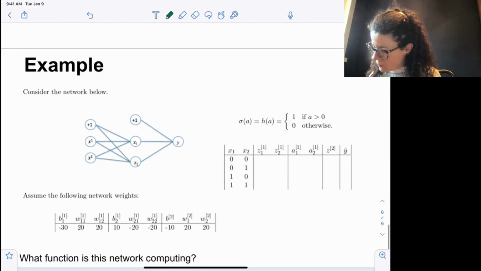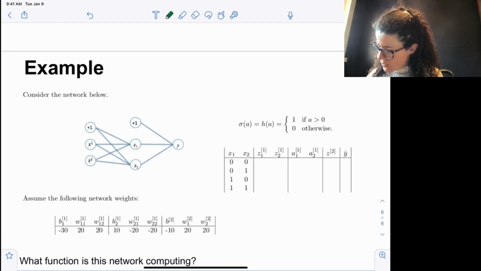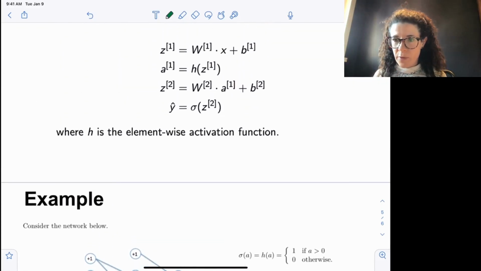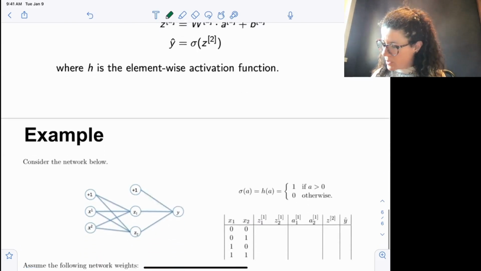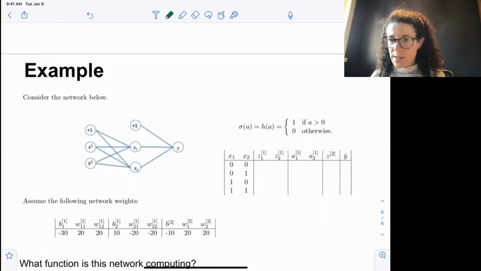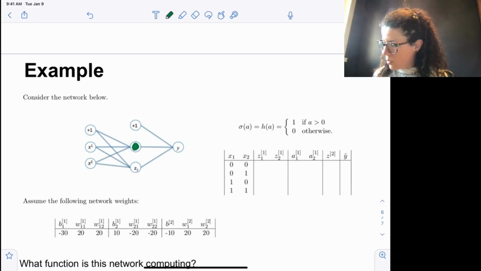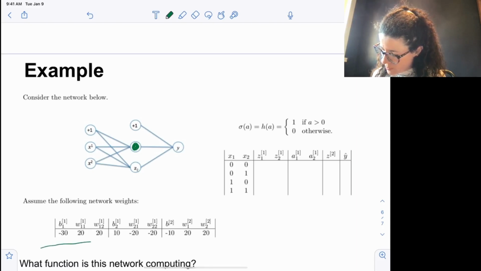Okay, so these are the equations here, and I'm going to be going back and forth. The first thing we're going to do is take these 4 points here and compute the values of this neuron for all of these 4 points. And the values on the neuron are these numbers here.